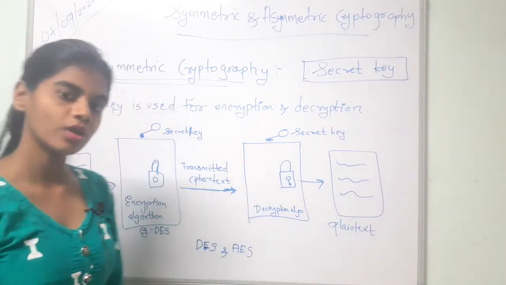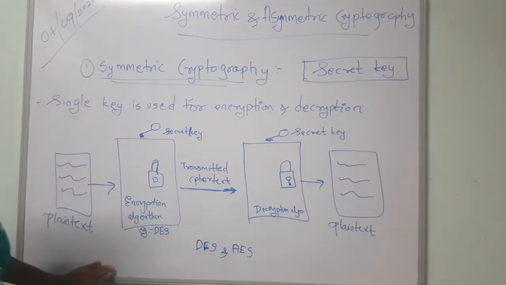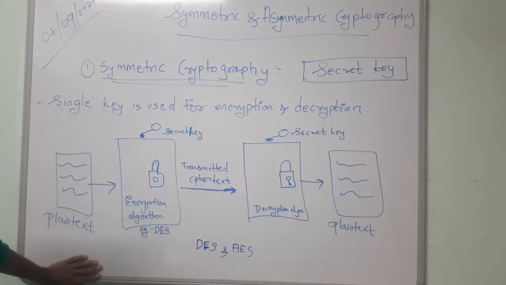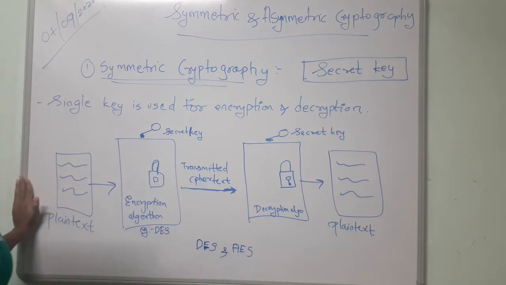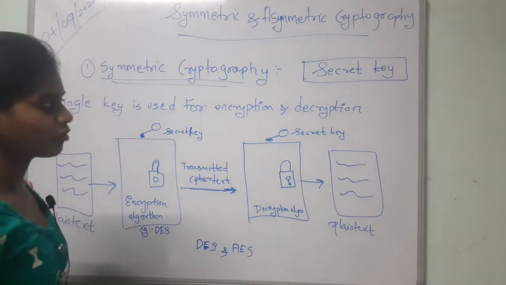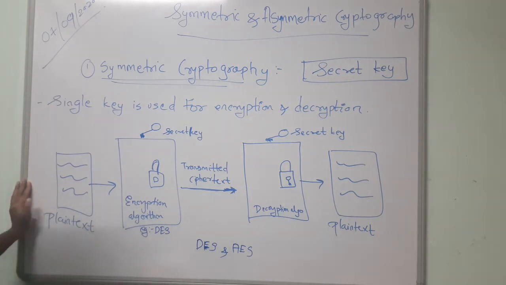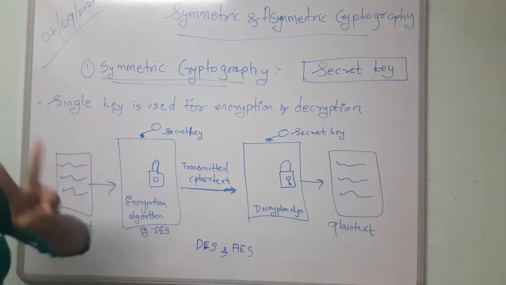Now you can see this is symmetric key cryptography. In symmetric key cryptography, a single key is used for encryption and decryption. The main advantage is that symmetric key cryptography is faster than asymmetric cryptography. I will teach you asymmetric cryptography after this, so you understand why it is slower, because in asymmetric cryptography they use two keys.